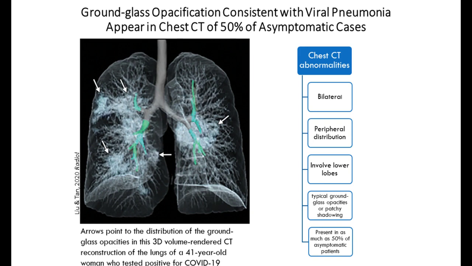And then, of course, you've got these typical ground glass opacities or patchy shadowing. And like I said, it can present in as much as 50% of asymptomatic patients, which I find really just wow. So take care of yourselves. Pay attention.